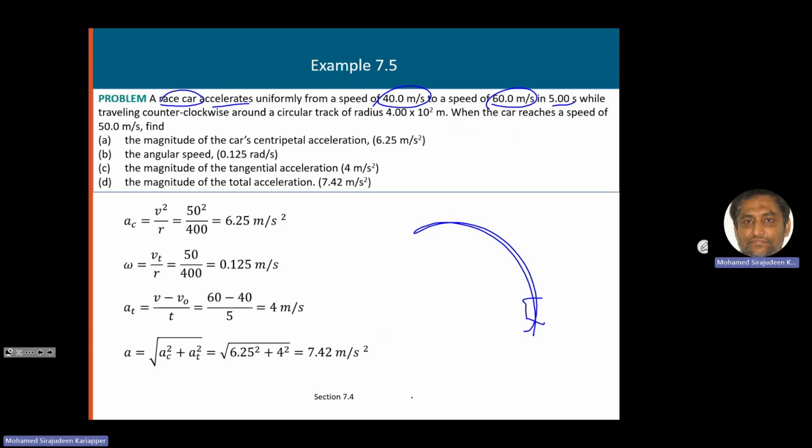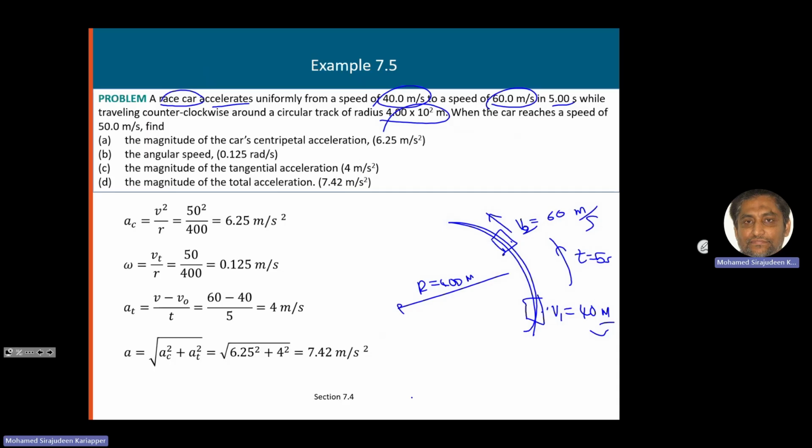Okay, so the car is here, say at one point, it has a velocity of v1 equal to 40 meters per second. Then it reaches this point, let's say now it has a different speed, say v2 is equal to 60 meters per second, and the time it takes to go from here to here is 5 seconds elapsed. So this is the data given to us. The car is describing a circular motion. It is not going in a straight line path, but in a circular path. And the radius of this circle is given as 400 meters.